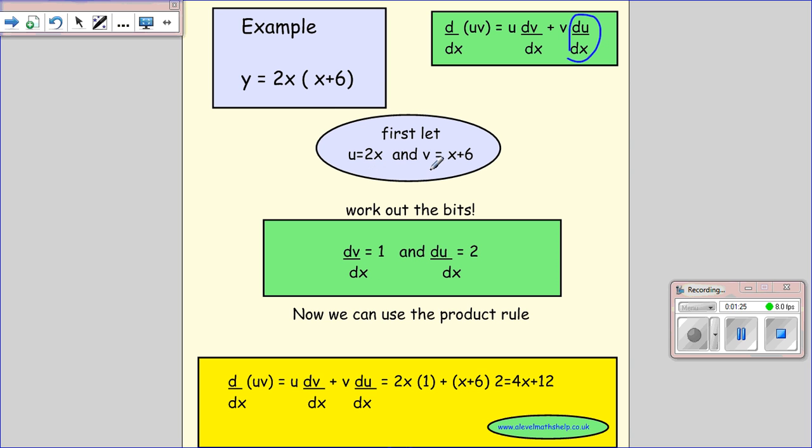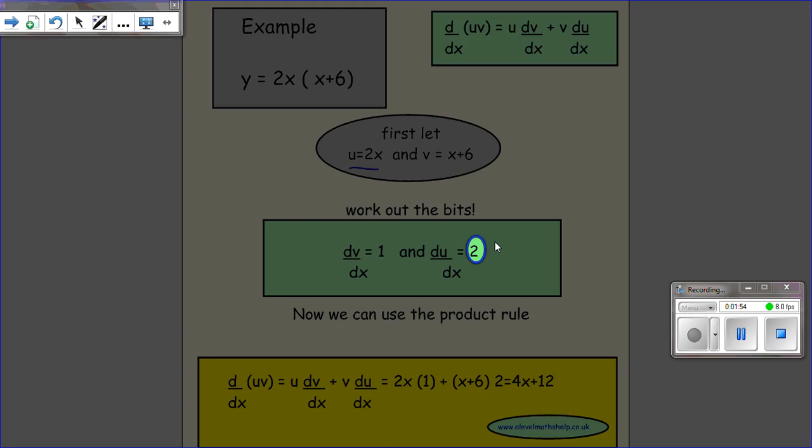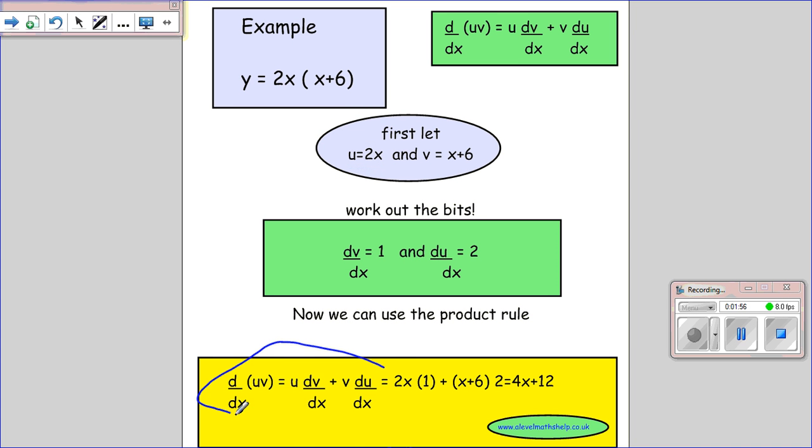Okay, so dv by dx comes from here. Now when we differentiate a constant times x, so this is like 1 times x, you just get the constant, so that will be 1. And when we differentiate a constant, we get 0. And if you're not sure of that, please go and visit my video on differentiation. And then when we differentiate u, which equals 2x, we'll just get the 2 because we've got a number times x.